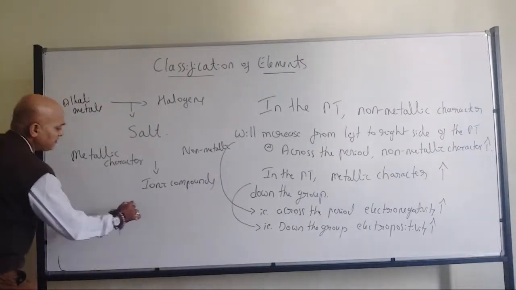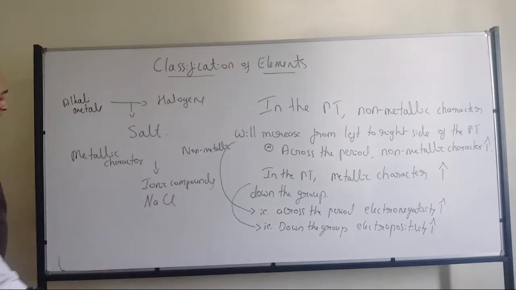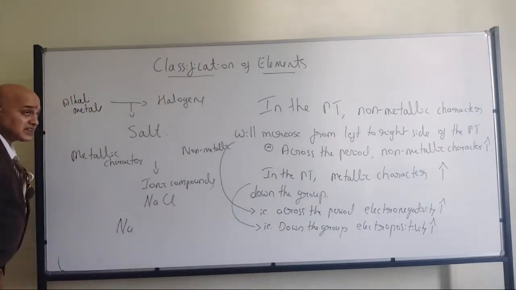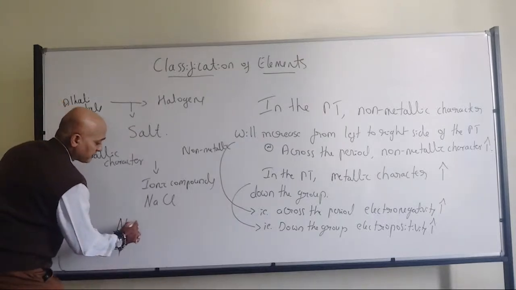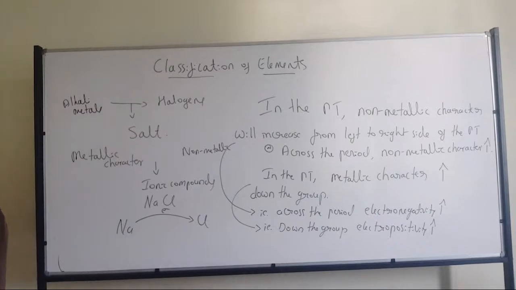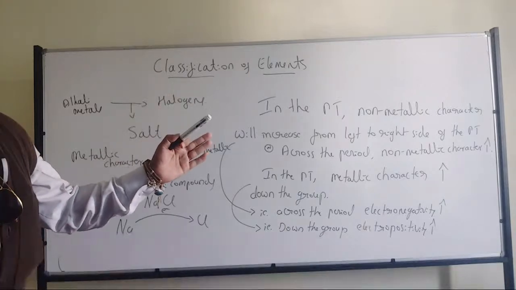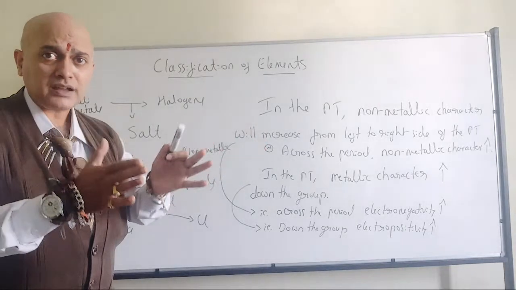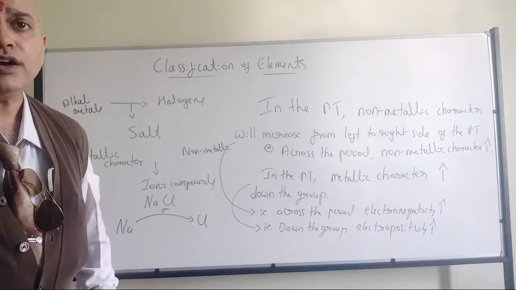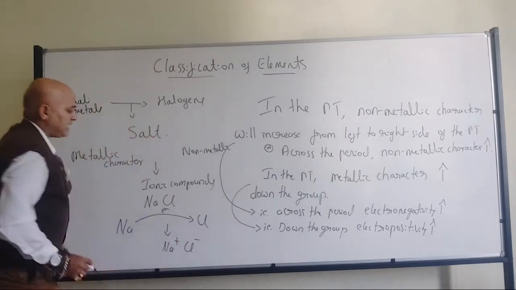Say for example, I have NaCl. How has this NaCl been formed? We have sodium, which is highly electropositive in nature, and it is going to donate the electron to chlorine, which is highly electronegative in nature. So when a highly electropositive element and a highly electronegative element come across each other, it normally leads to salt formation or ionic compound. That's where we have Na+ and Cl-.